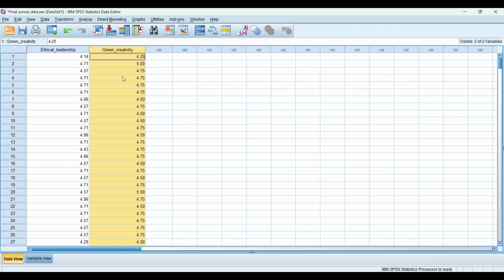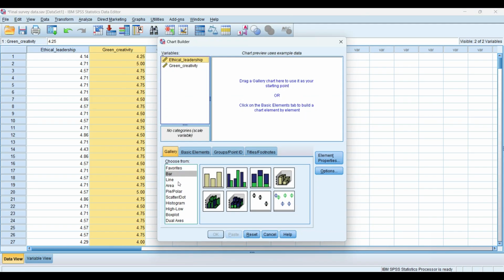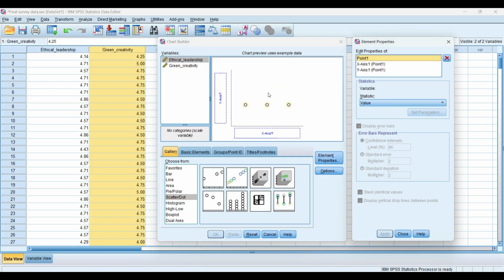For this purpose, we make a scatter plot. Go to Graphs, Chart Builder, select Scatter/Dot, Simple Scatter, and drop it here. Then we put green creativity, as this is the outcome variable, on the y-axis and ethical leadership on the x-axis. Now click OK.